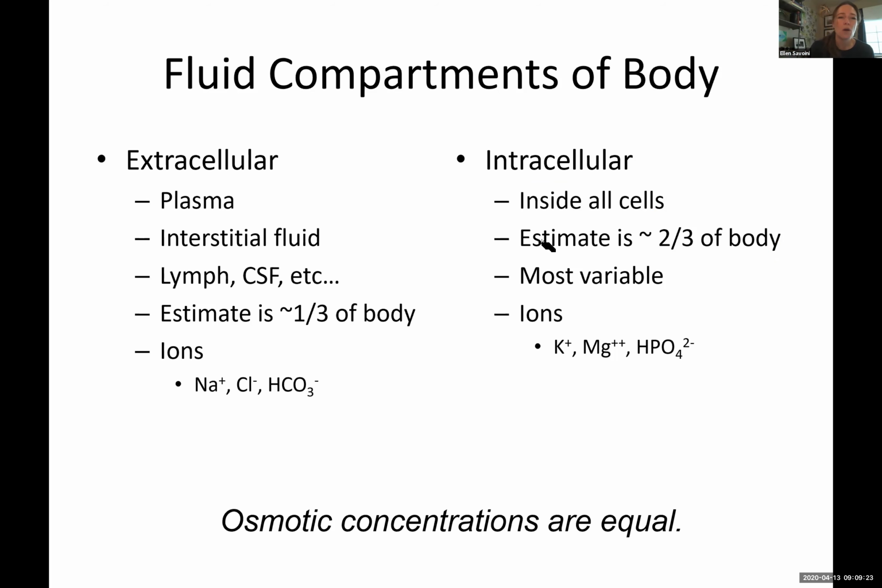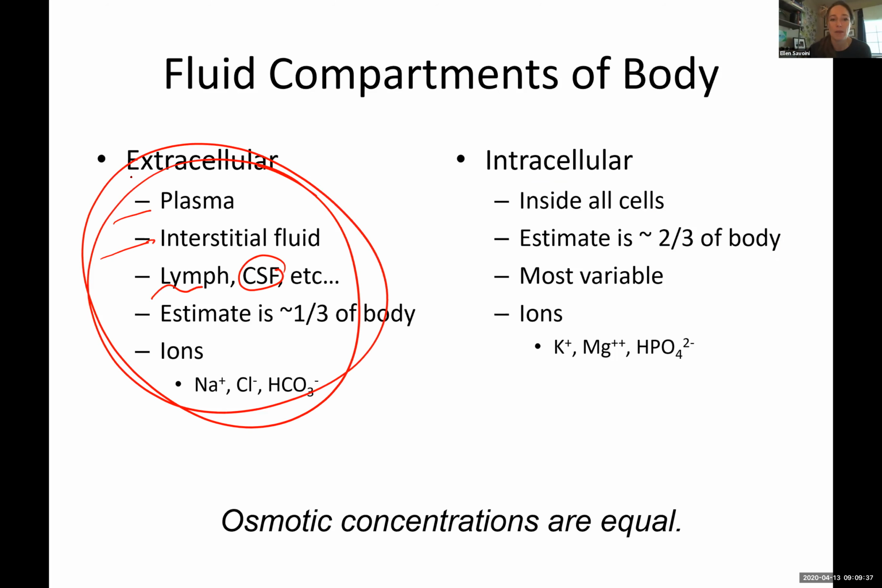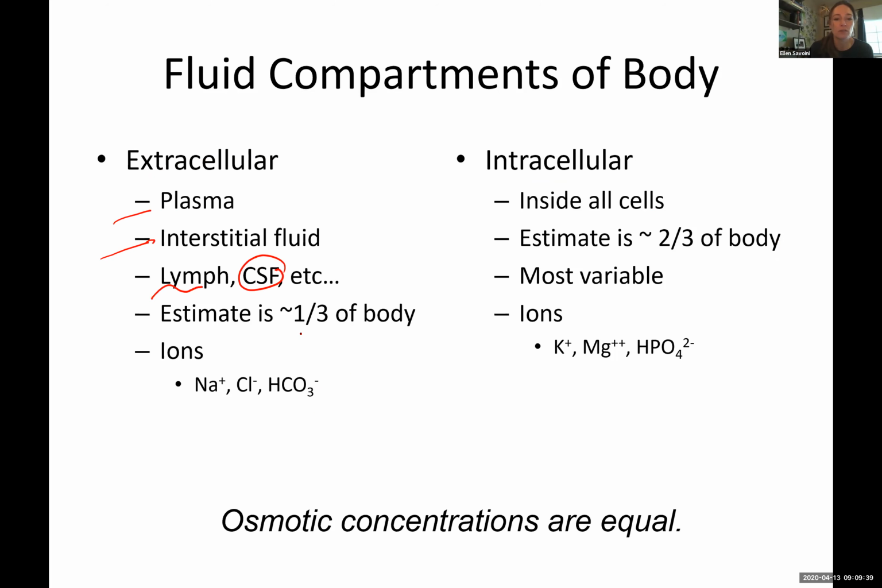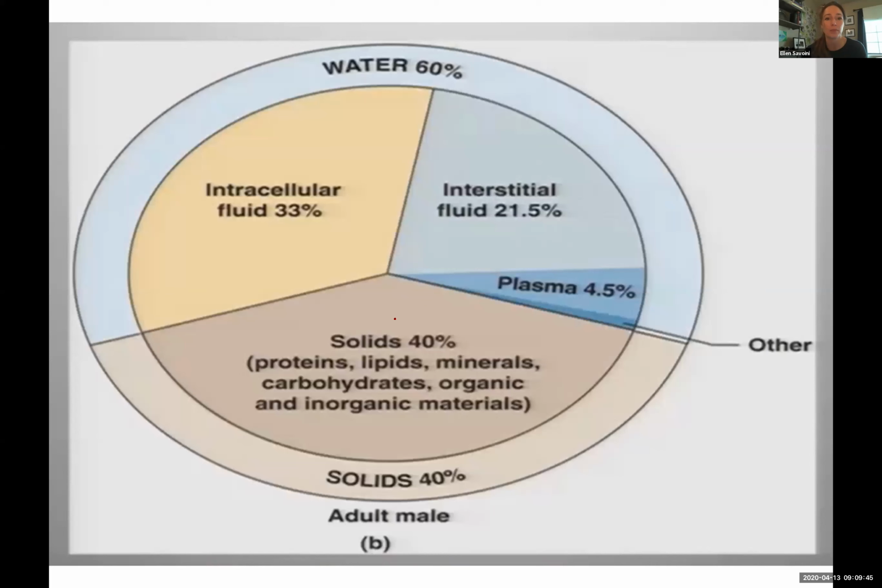You should also know what makes up the extracellular. That's stuff like the plasma in your blood, the interstitial, meaning the fluid between cells, the lymphatic fluid, cerebral spinal fluid. We've been spending tons and tons of time on that, but oddly enough, it's only 1/3 of the fluid in our body, because 2/3 is what's within the cells.